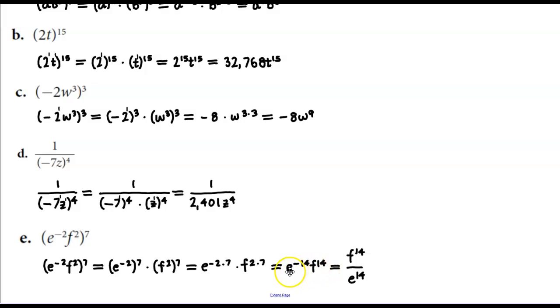Now, since the base e has a negative exponent, we can't leave that as a negative exponent. In order to rewrite this with a positive exponent, the reciprocal means that this is now located in the denominator to make it a positive exponent. So we have f to the 14th divided by e to the 14th.